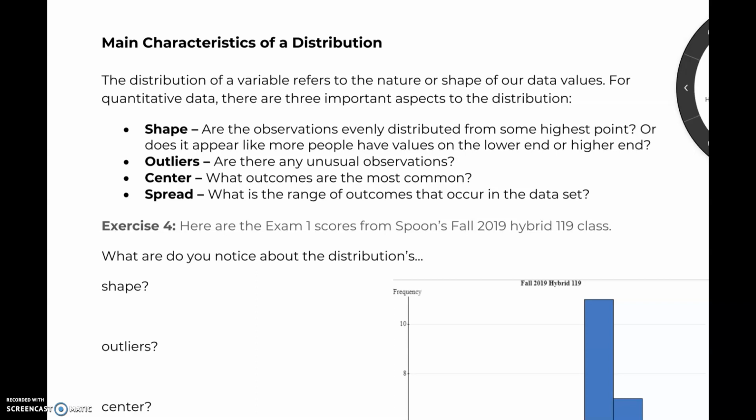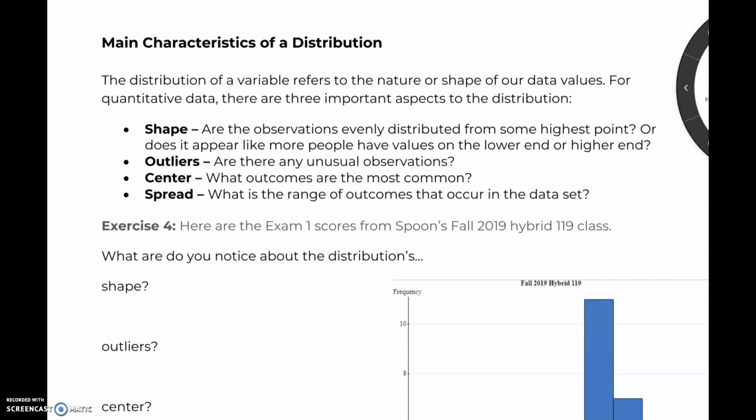We're going to now look at the main characteristics of a distribution. In particular, we're going to look at the shape, outliers, center, and spread. So again, looking at numeric data over here, we can look at a number of graphs. Usually the histogram is a really good graph that shows us that overall shape. So we look at, are there any clusters? Where are our peaks?